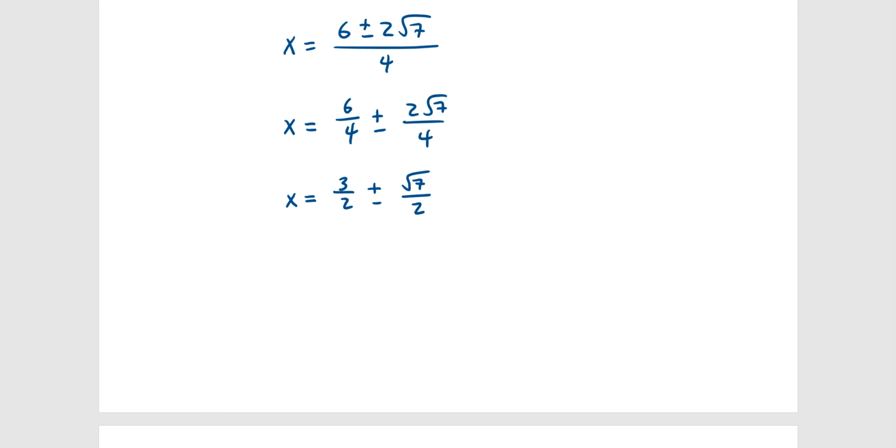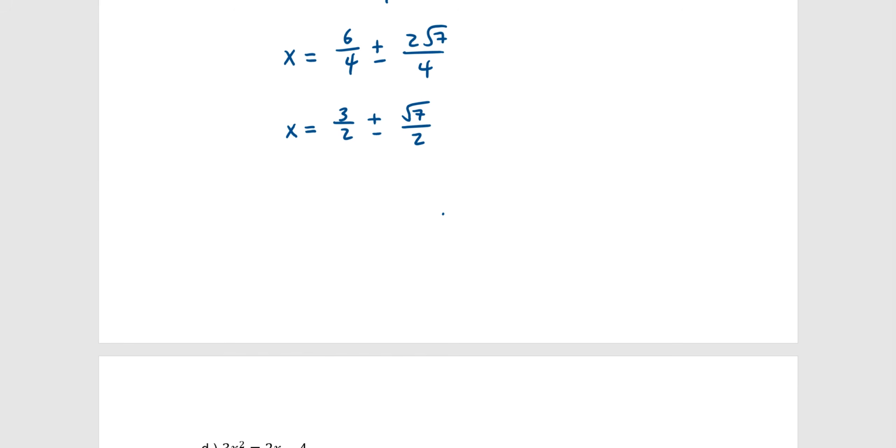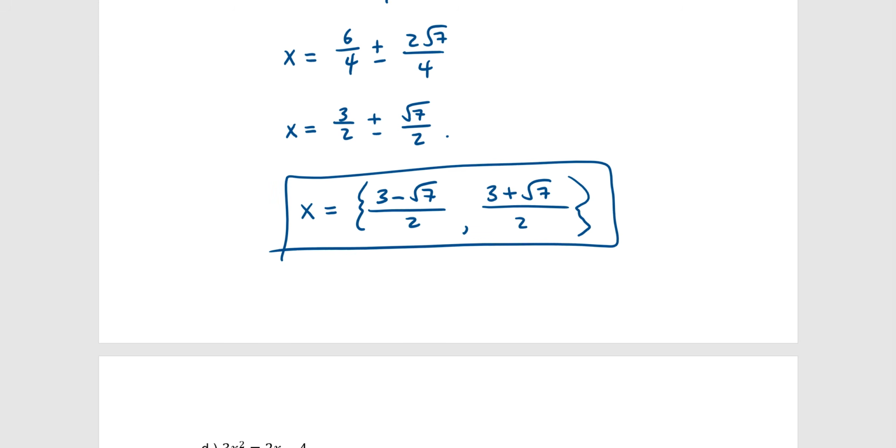And you can leave it like that if you want, or you can put it back together for your solution set. Either way, that's as far as you can go. So for the solution set, I will just put them back together as one fraction and write it as 3 minus radical 7 over 2 and 3 plus radical 7 over 2. Okay, so those are our two answers here. A little bit messy with the square root, but that is okay.